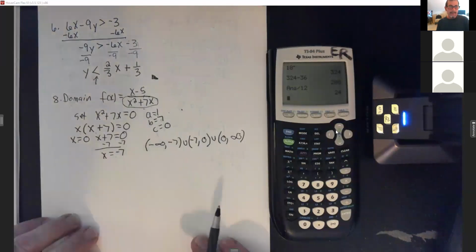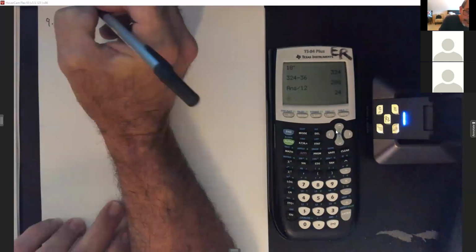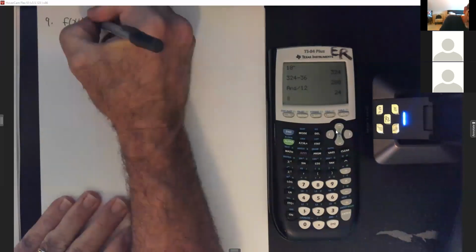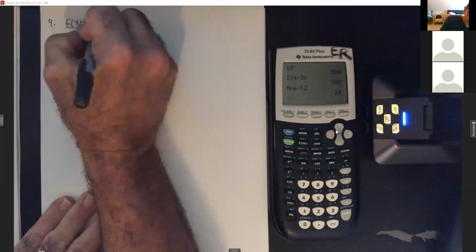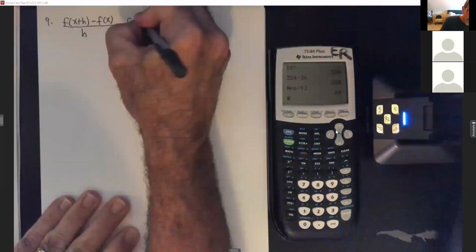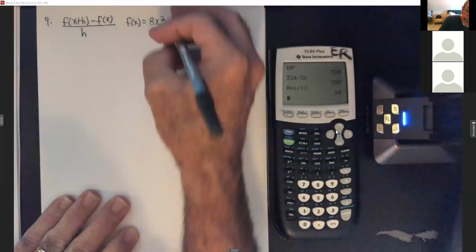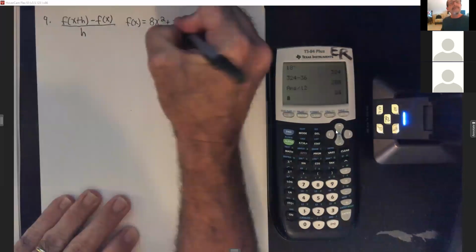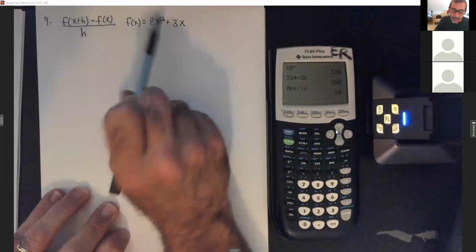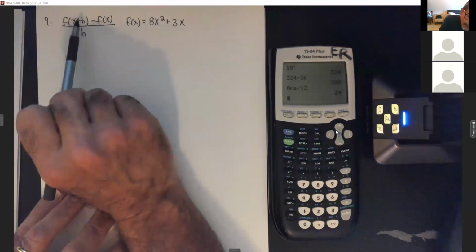Oh, number 9 is a good one too, y'all. Number 9 wants me to construct the difference quotient, which is f of x plus h minus f of x all over h. They're giving me f of x. F of x is going to equal 8x squared plus 3x. So they're giving me the f of x right here. H is always on the bottom. What I got to find for this formula is the f of x plus h part. So let's find that first.